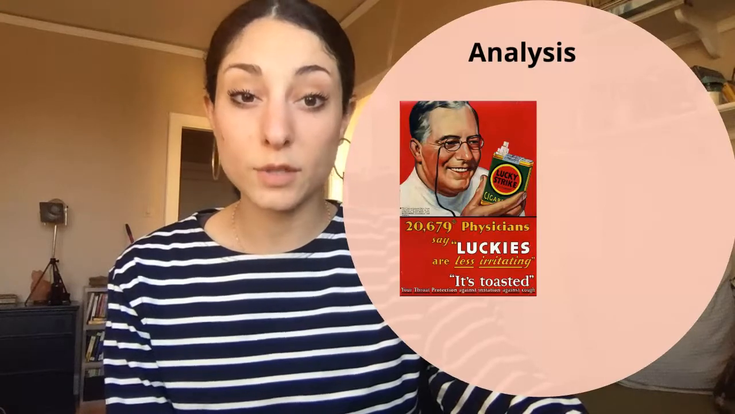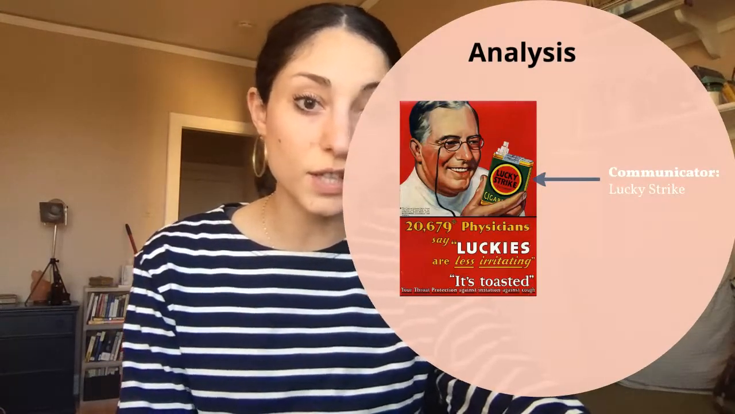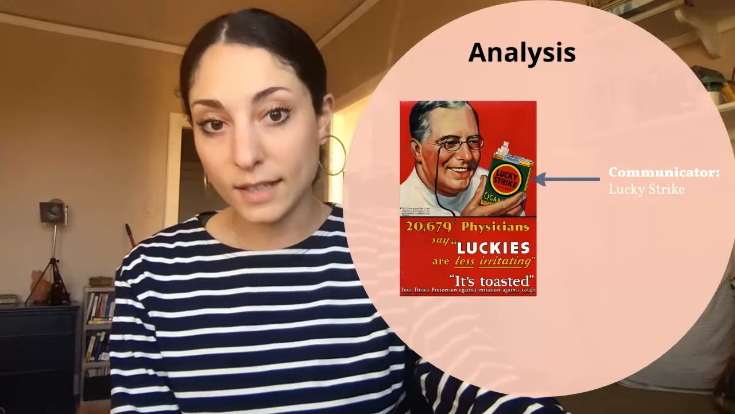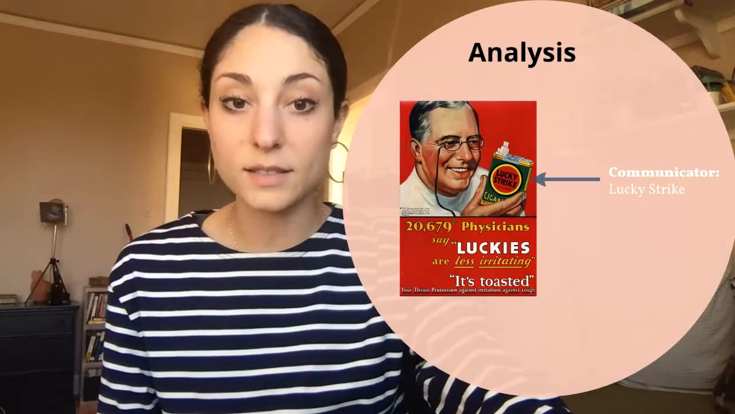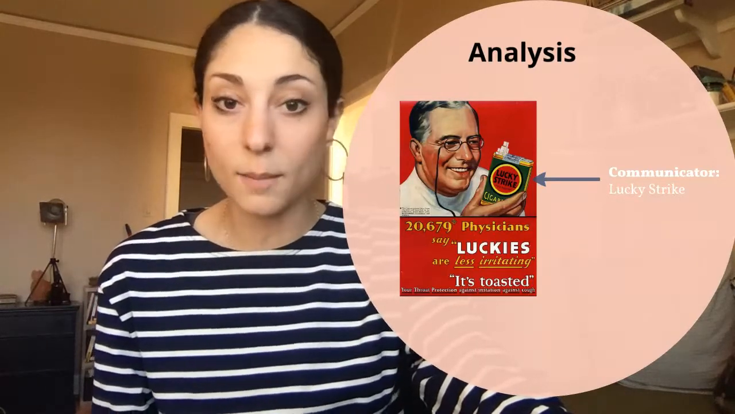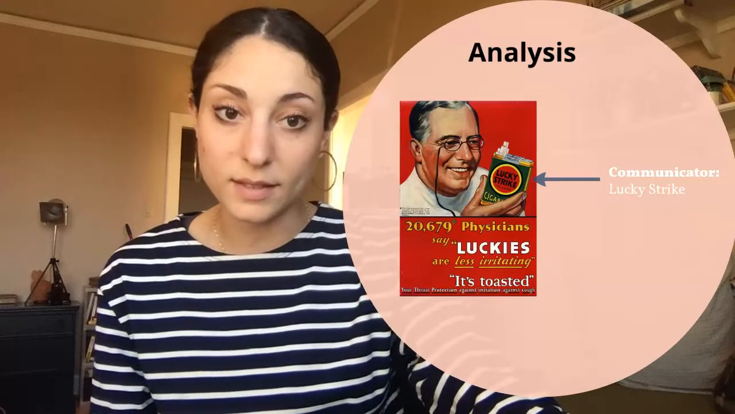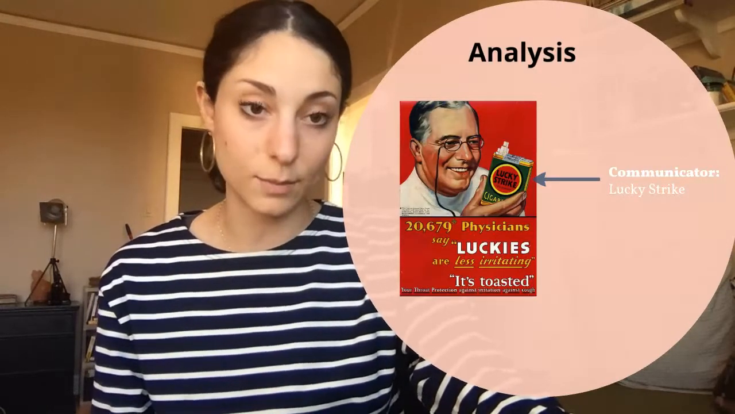If we want to determine the rhetorical situation, I think the first thing that we should do is look for the communicator, which is obviously Lucky Strike, right? We have a clear brand here. It's not that guy. That guy is just a model or something. We don't know who he is, but he's not the communicator. Lucky Strike as a company is the communicator.